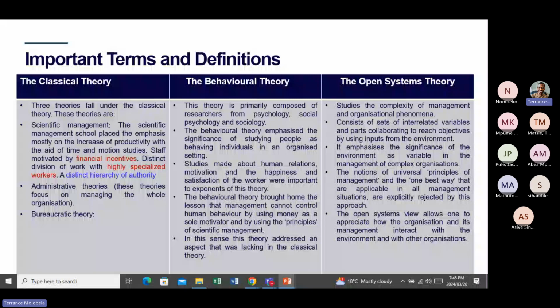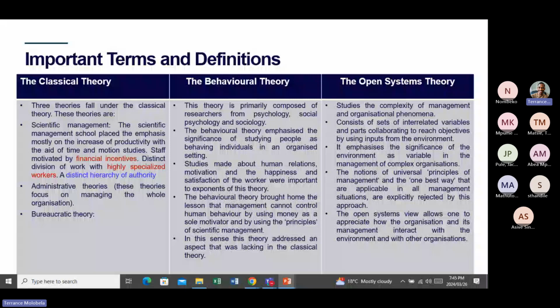And then point number two about scientific management is that they need to motivate staff, not just by giving them salary, but by giving them incentives. That's why it says financial incentives there. So at least you can thank them and give them something in return: if you achieve this, we'll be able to give you a reward.